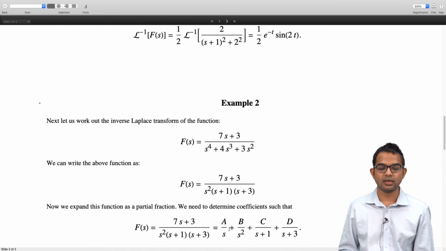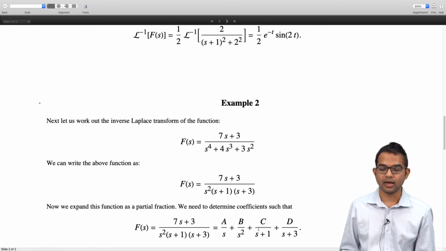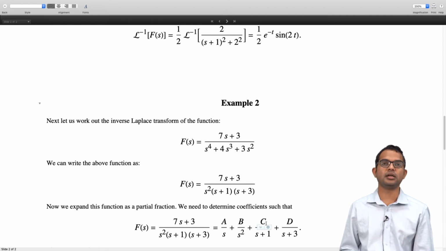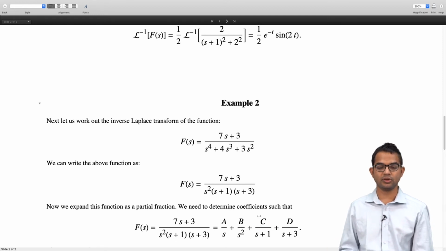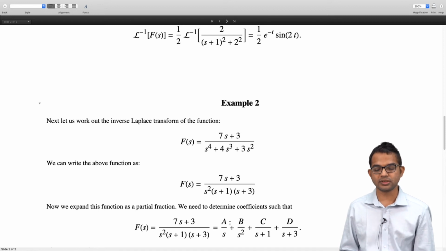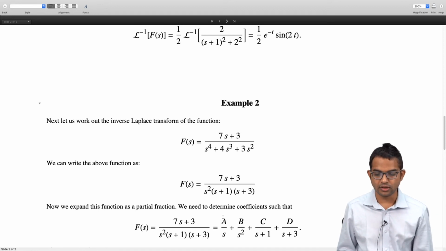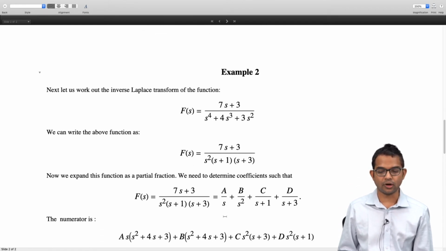So the partial fraction technique tells us that you should be able to write this as a over s. Look at all the factors. You have s squared, so you must account for both an a over s term and a b over s squared term, and c over s plus 1 and d over s plus 3, where a, b, c and d are coefficients to be determined. So can we find coefficients a, b, c and d such that these two expressions, the left hand side and the right hand side, agree for all values of s?